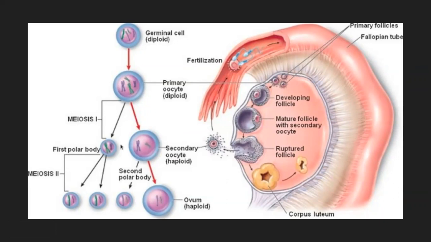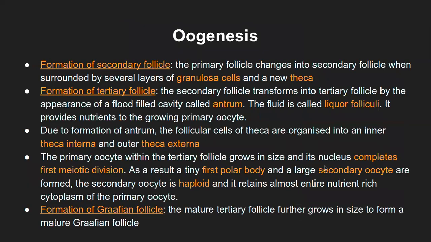Again, it goes back to the fact that there are certain proteins which take part in this unequal division, or formation of this secondary oocyte, and that is why it is unequal. We need not go into the molecular mechanisms, like what protein and how they do that. But that is the unequal division of the secondary oocyte formation. And the secondary oocyte that is formed is haploid. It retains almost the entire nutrient rich cytoplasm of the primary oocyte.